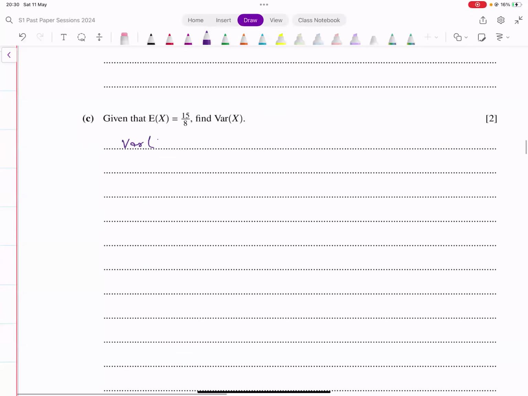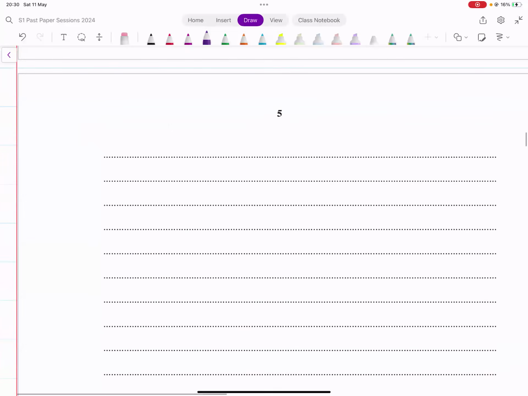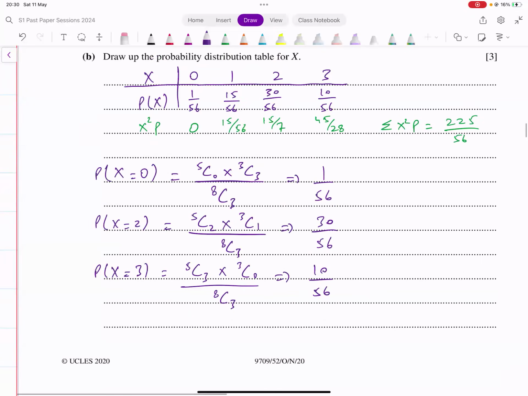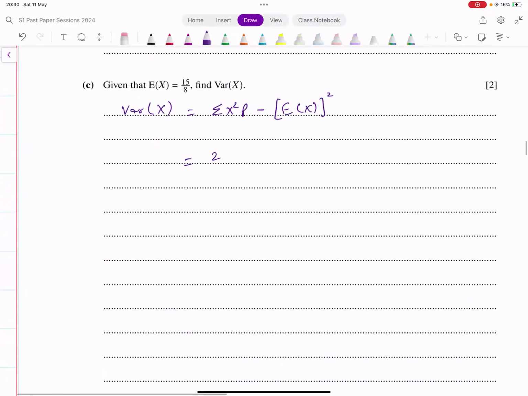Just put that here in the formula. Variance of x. What's the formula for variance of x? It's written in the formula sheet as well. It looks like this: sigma x squared p minus expected value of x whole squared. That's the formula for variance. What is sigma x squared p? 225 over 56. Subtract from this square of 15 over 8. And that will be your variance.